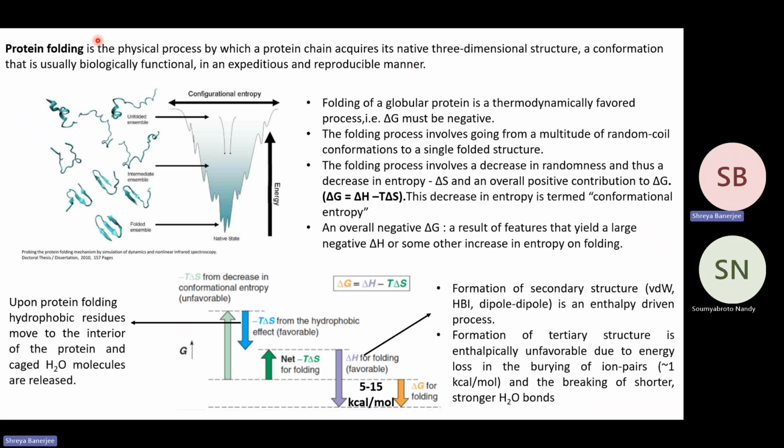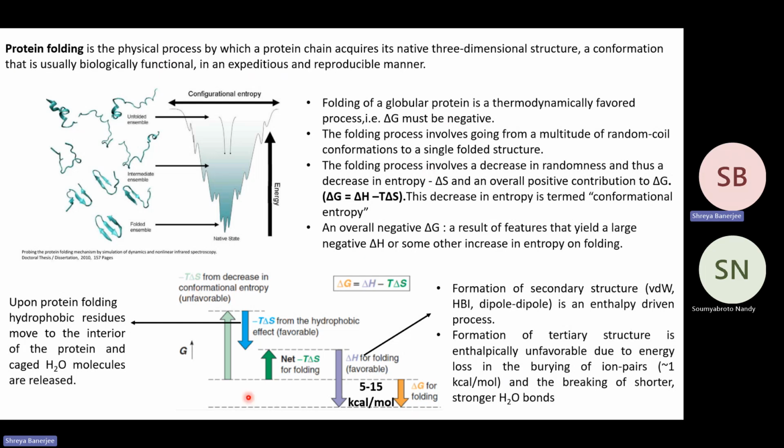Now we will go into protein folding. Protein folding is the process by which a protein chain acquires its three-dimensional structure, which is generally the biologically functional structure. Now, in the folding of a protein, the delta G must be negative. So it must be thermodynamically favored.